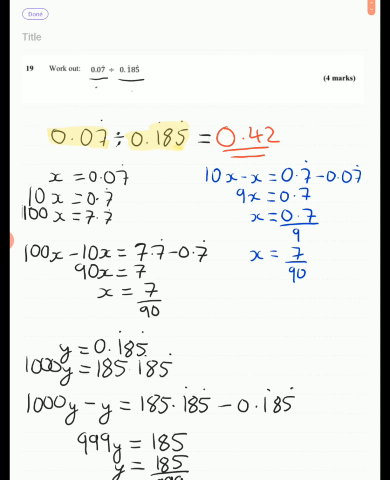It's 4 marks. It took longer than 4 minutes because I was doing a lot of explaining, but I'm pretty sure you can all manage to do this in under 4 minutes.